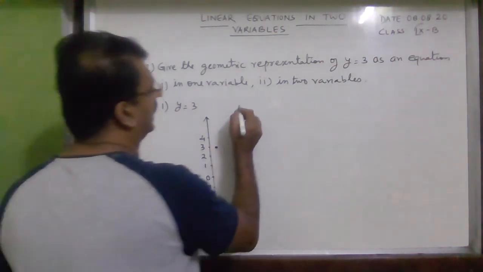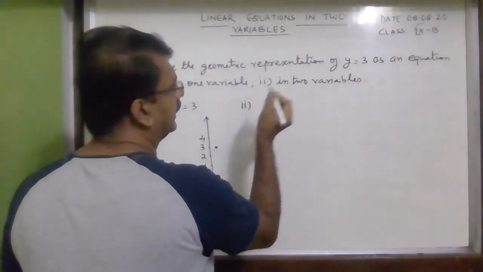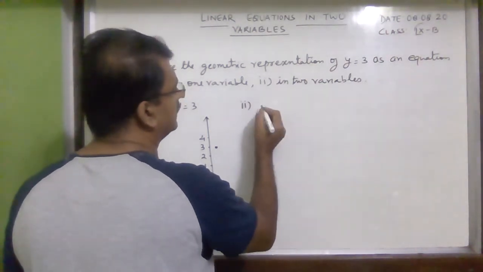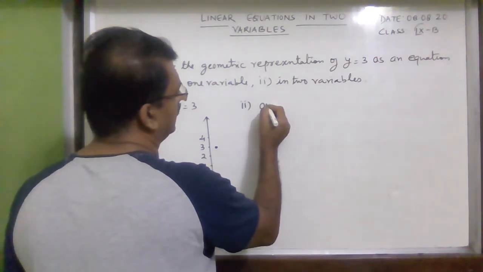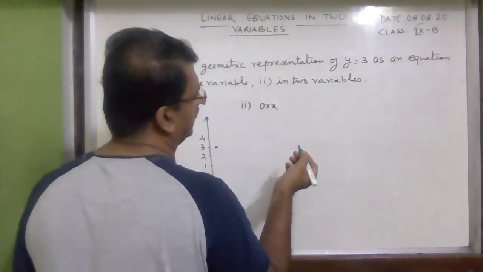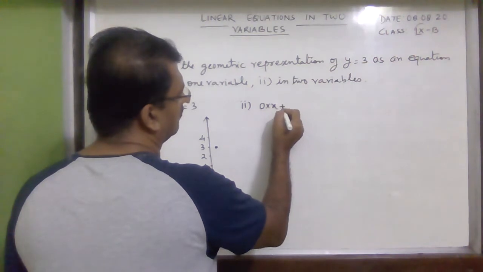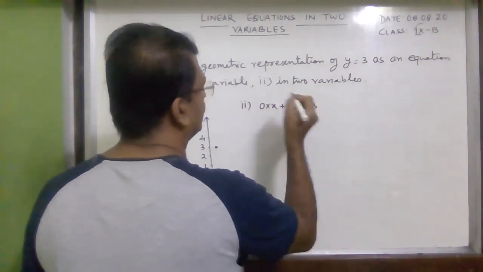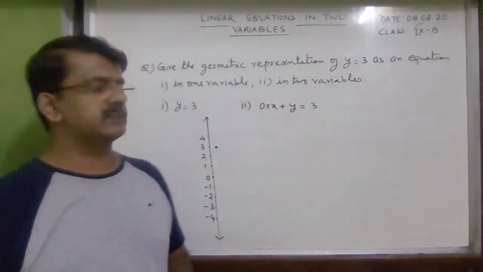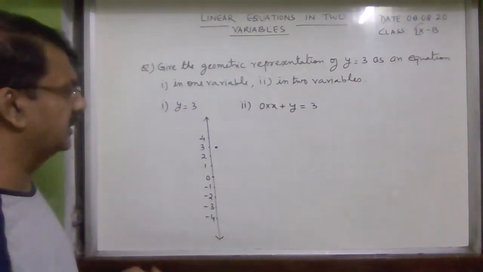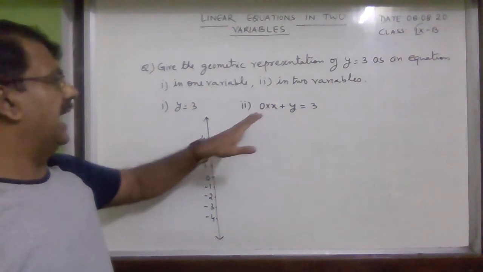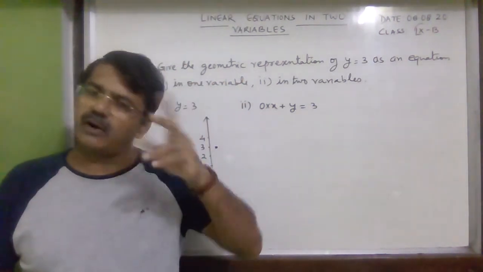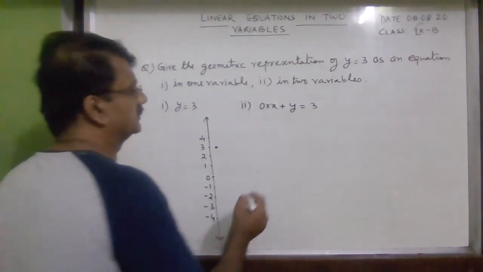Now the second part, the equation remains the same, y is equal to 3, but now they are saying you have to show it in two variables. So you write down 0 into x, as x is not there. So 0 into x plus y, or 1 into y, is equal to 3. 0 into x plus 1 into y is equal to 3. Now you see, as x has to be multiplied by 0, so whatever be the value of x, y will always remain 3.